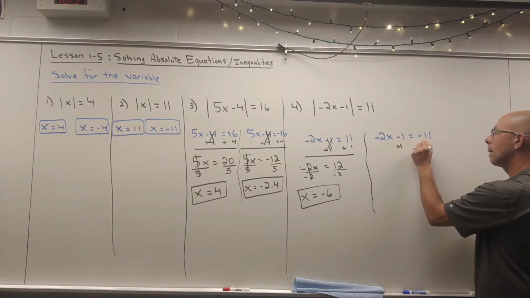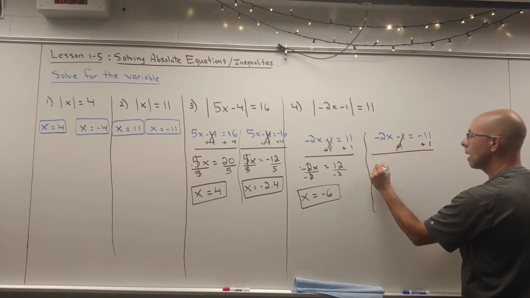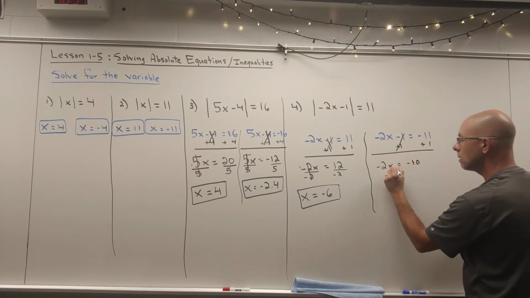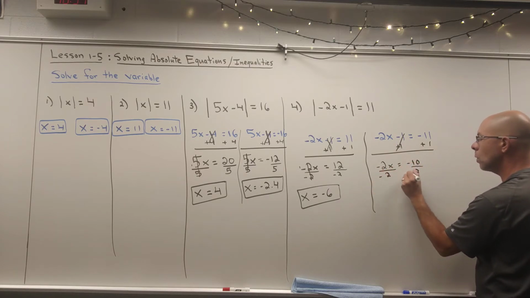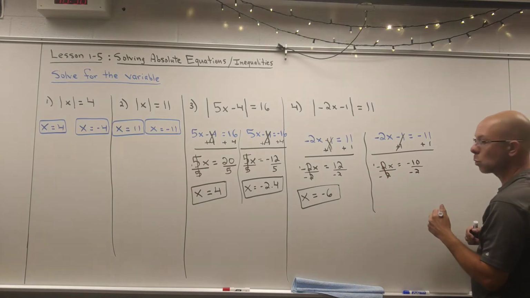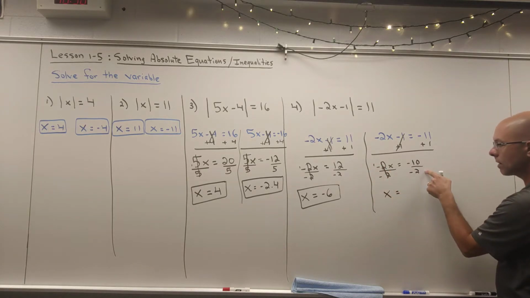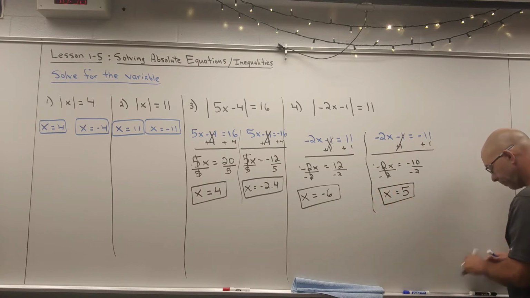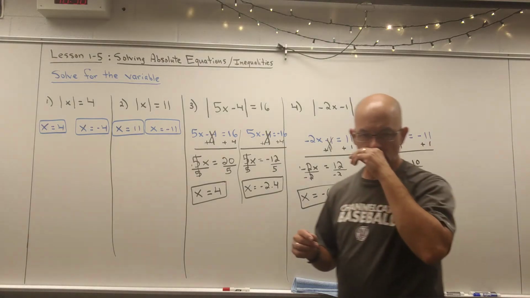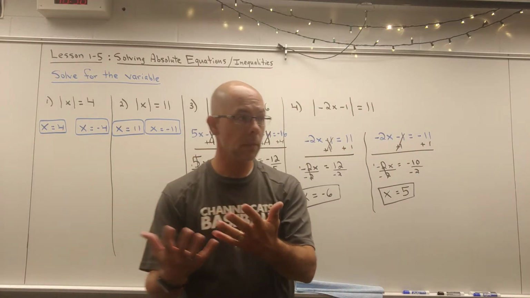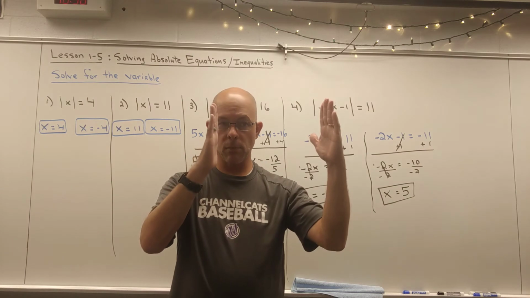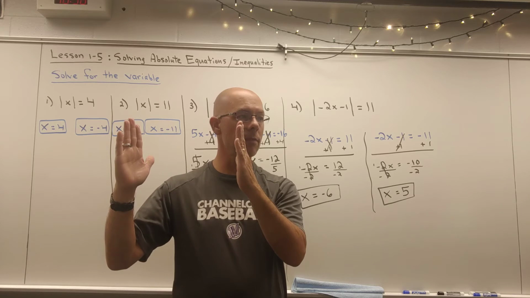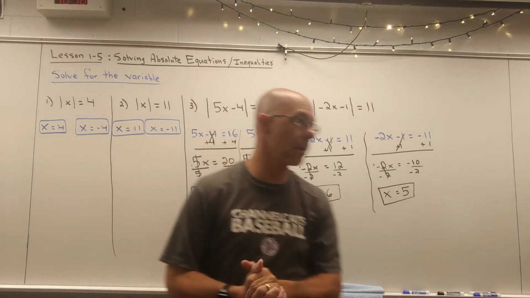Add 1. Negative 2x equals negative 11 plus 1 is negative 10. Divide both sides by negative 2. Negative 2 divided by negative 2 is 1, 1x. And negative 10 divided by negative 2 is positive 5. Folks, one of these answers will give me the number 11, which is 11 spaces from 0 on the number line. And one of these answers will give me the negative 11, which is also 11 spaces from 0. Hence, they have the same absolute value.